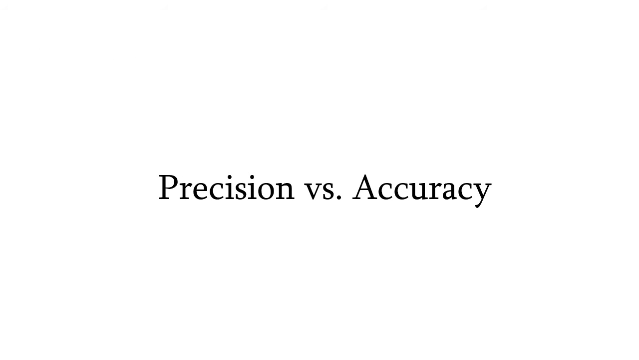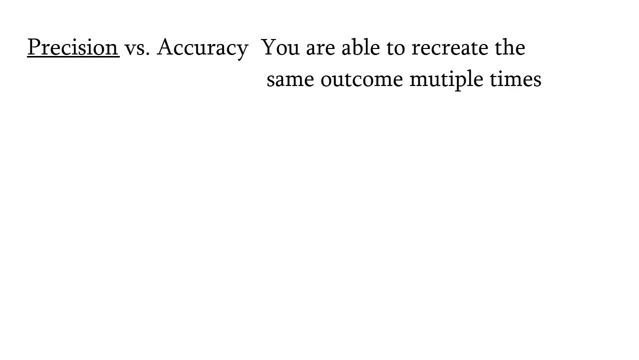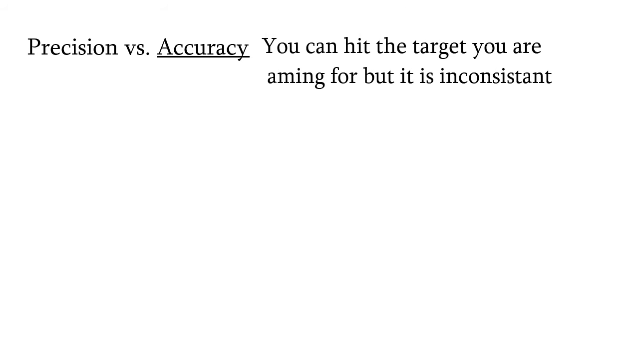What does it mean to be precise, and what does it mean to be accurate? Being precise means that you are able to recreate the same outcome multiple times, but it does not mean you are exactly hitting the target you were hoping for. Being accurate means that you can hit the target you were aiming for, but maybe not very consistently.